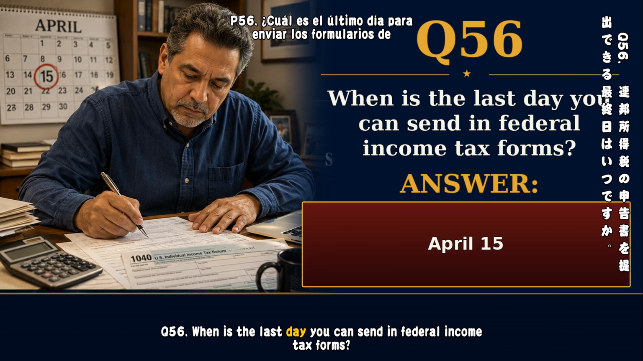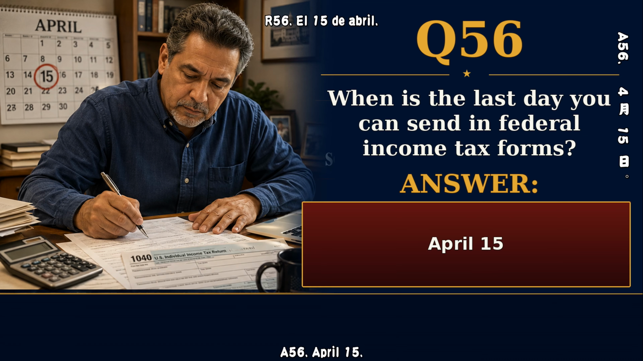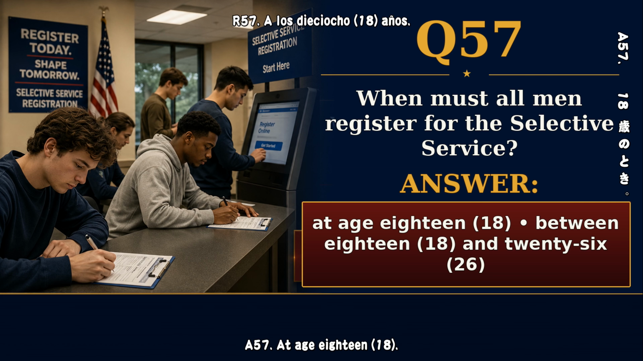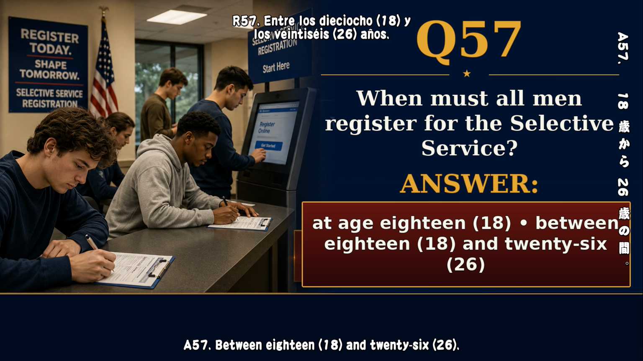When is the last day you can send in federal income tax forms? April 15th. When must all men register for the selective service? At age 18, between 18 and 26.